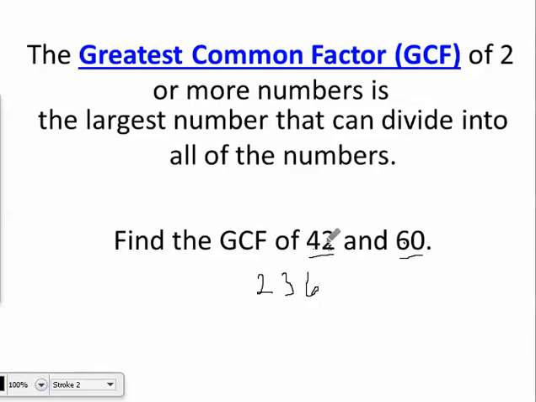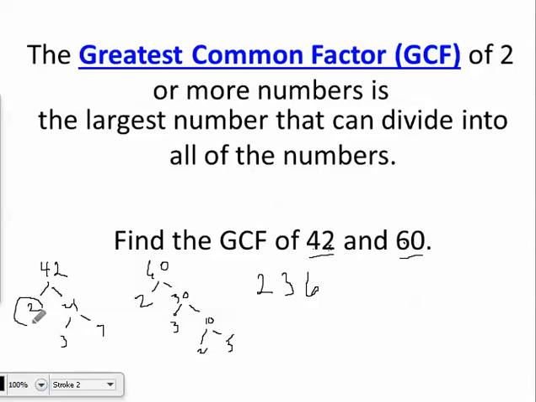One of the ways I like to do greatest common factor is to actually factor the numbers. So I draw the factor trees. 42 breaks down into 2 times 21, breaks down into 3 times 7. And 60 breaks down into 2 times 30, which breaks down into 3 times 10, which breaks down into 2 times 5. Now I look for common factors that are at the end of things.